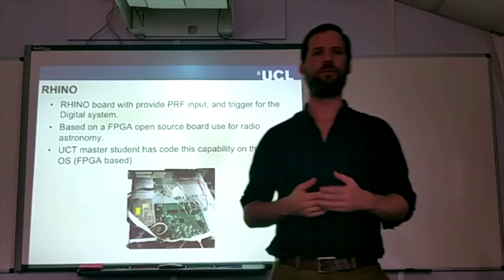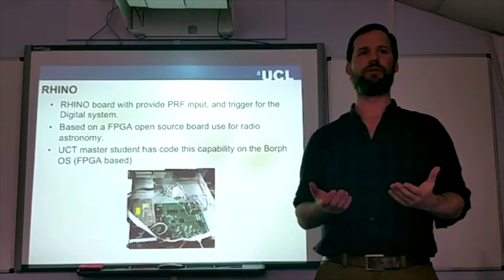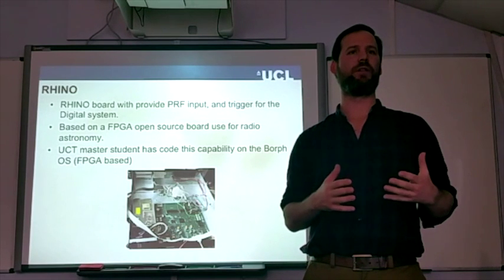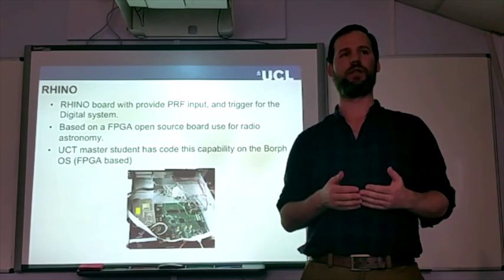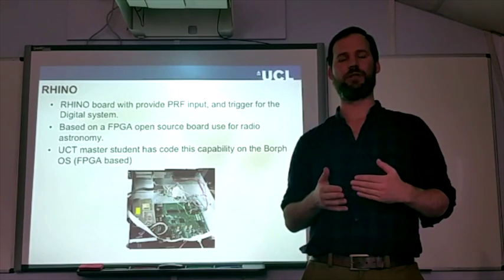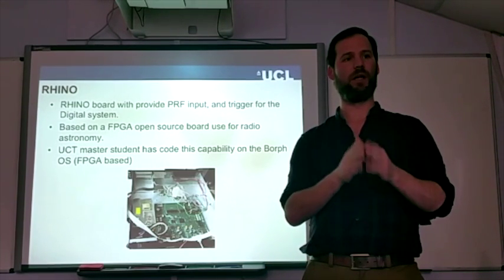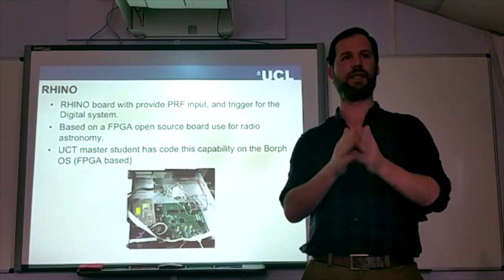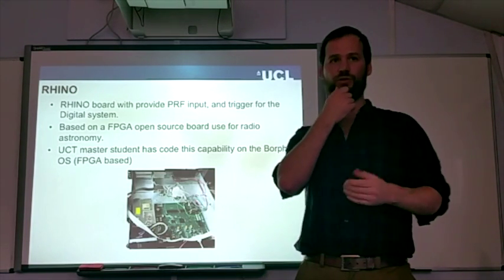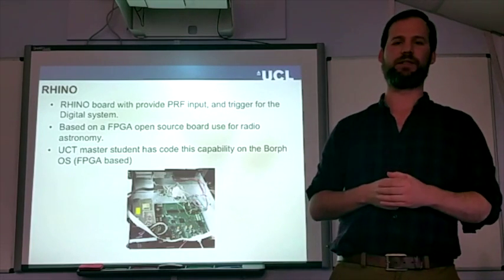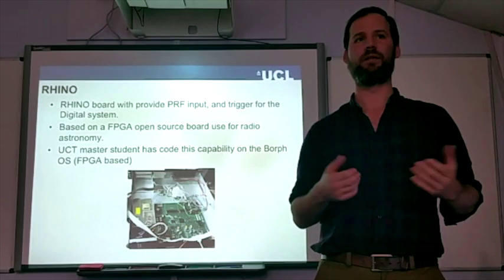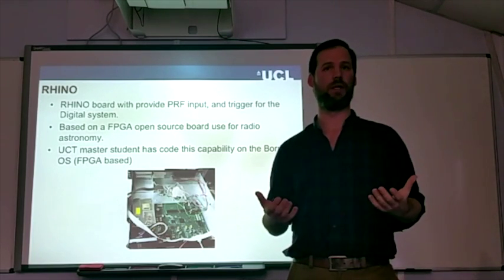So another part of the system is this Rhino board, which I mentioned previously, and we were hoping to originally digitize with this system, but the task of this is now adapted to being the PRF generation and the trigger generation of the system. So this works in collaboration with the Pentek board and provides the PRF at 1 kilohertz, 5 kilohertz, 10 kilohertz, triggering to that and distributing that. And this has been programmed in VHDL code, and that part of the system is operational right now.